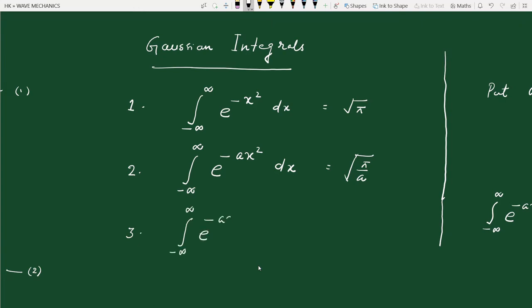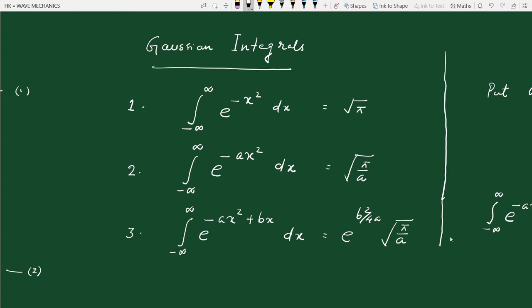e raised to minus ax square plus bx, this integral. So this is just like e raised to minus ax square into e raised to bx, right? That is, along with this Gaussian function e raised to minus ax square, you have another exponential e raised to bx. So you can combine the two exponentials. You can show that this is equal to e raised to b square by 4a into root of pi by a.